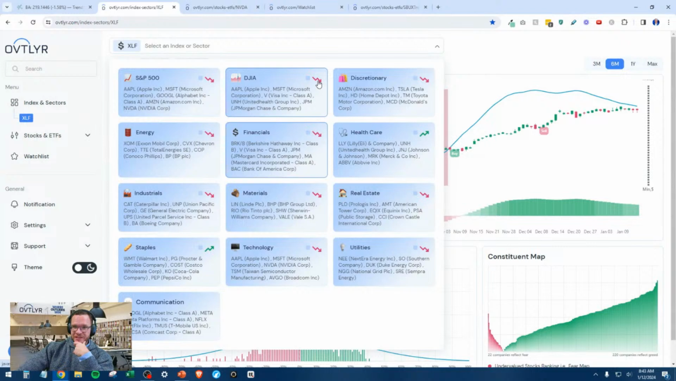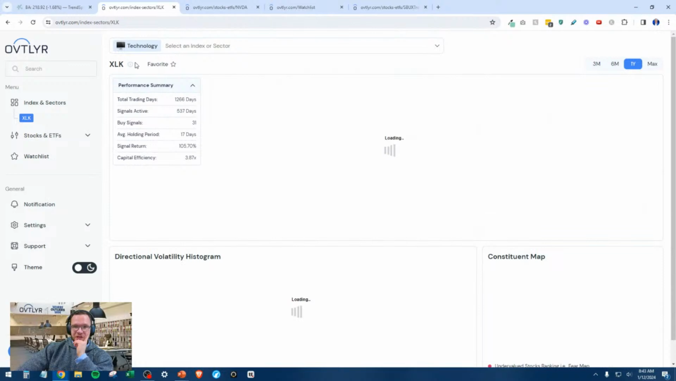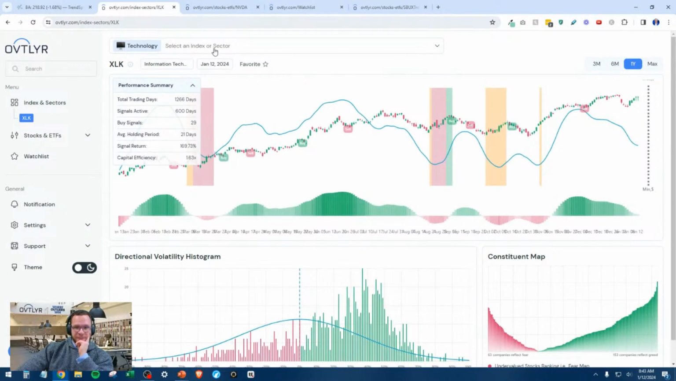Oh, there it goes. And you can see all of these are showing a downward trend. S&P's downward trend, Dow Jones downward trend, discretionary. This is like Amazon, Tesla, energy, ExxonMobil, financials. All these have a downward trend where healthcare is in an upward trend. Staples an upward trend. That's like Walmart, Procter & Gamble, Costco. Tech stocks in a downward trend. So just on this one page, Steffi, you can see a lot of information.